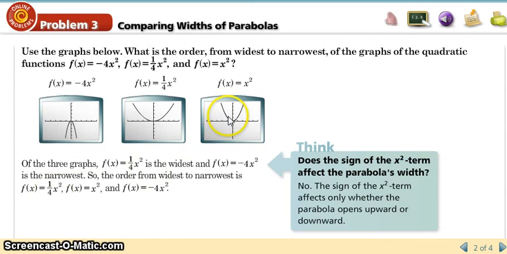Then you have your parent function, because that's the original one, x squared. And then if you multiply your x squared by an integer, like 4, not a fraction, but just an integer, it's going to make your graph much skinnier. So it's going to be narrow. So that is our narrowest graph in this example. Widest to narrowest, fraction to whole number, or integer in this case.